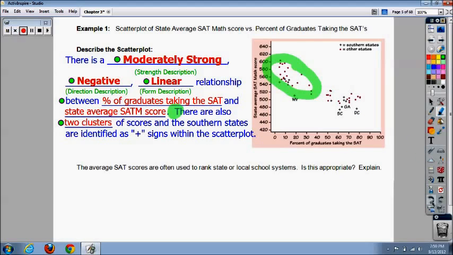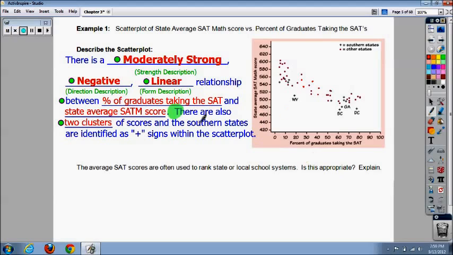If there were more states, let's make up some extra states, why not? Let's say there were some extra states in here, and then you couldn't really distinguish two clear clusters. Then you just wouldn't say anything at all about there being clusters. But if it's very noticeable, you probably should comment on it.